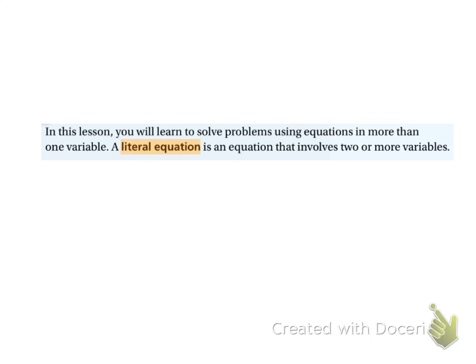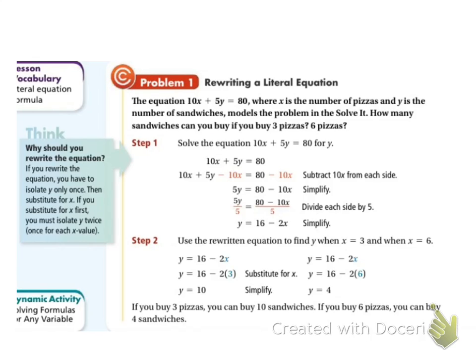This is 2.5 of algebra. So a literal equation is an equation that involves two or more variables. So far we've only been using equations where we have one variable. Now we're going to have two of them. Okay, so our first step is to rewrite them. So I will go through their problem as well up here, and then we'll do our own got it problem.